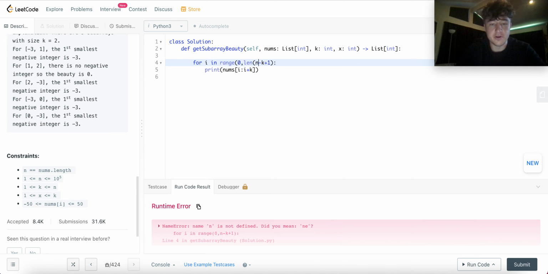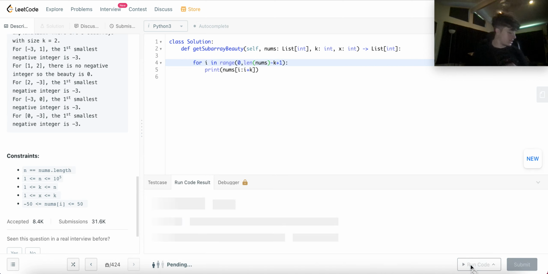Why did I do n? Oh, length of nums. Sorry, n is the length of nums. I apologize. For some reason, I consistently make that mistake.